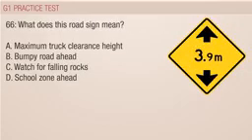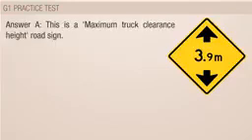Question 66. What does this road sign mean? A. Maximum truck clearance height. B. Bumpy road ahead. C. Watch for falling rocks. D. School's out ahead. Answer A. This is a maximum truck clearance height road sign.